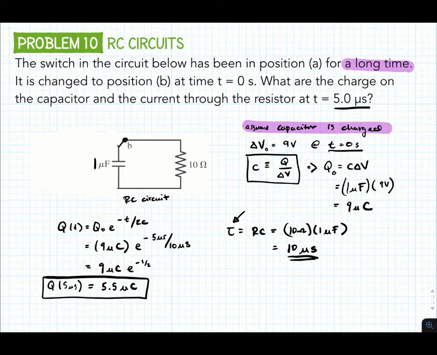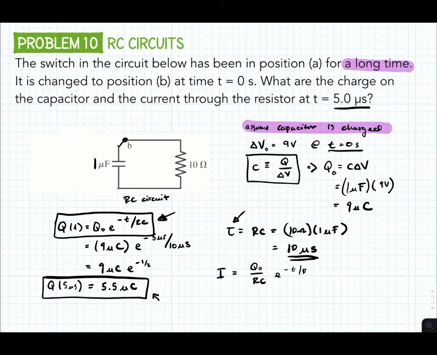And then if you want to figure out the current, you just have to do this again. So you can either use the formula, which is just the derivative of this formula. When you take the derivative of this formula, don't take the derivative here, that's going to give you 0. Take the derivative of the original formula, that's going to give you I is equal to Q naught over RC e to the negative t over RC.